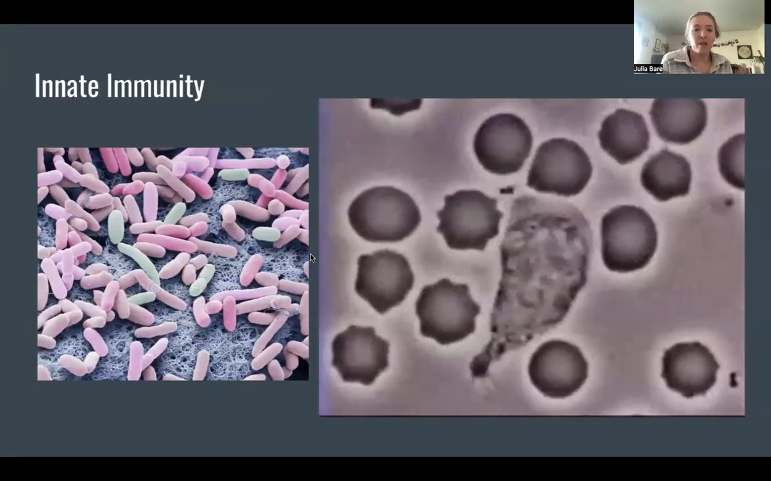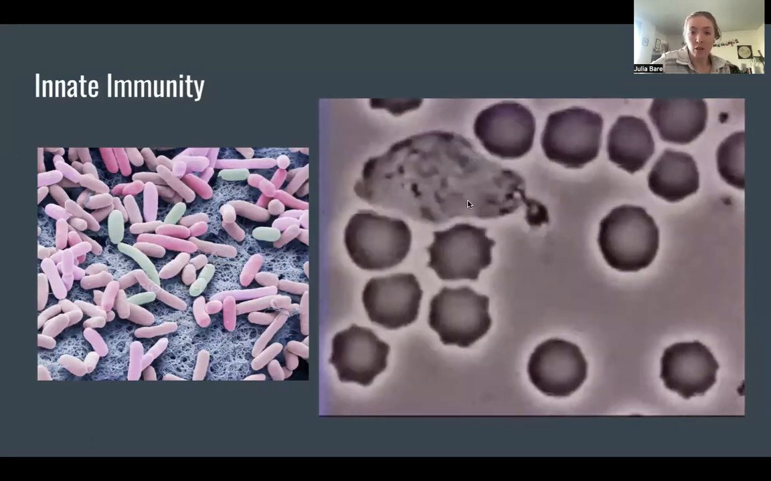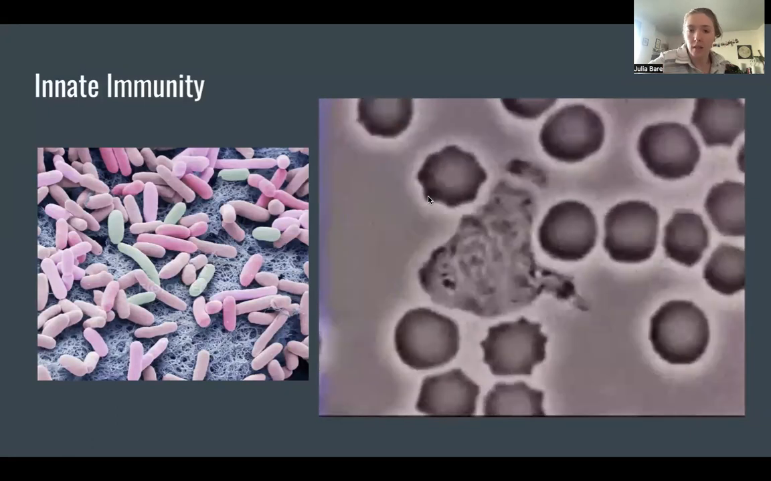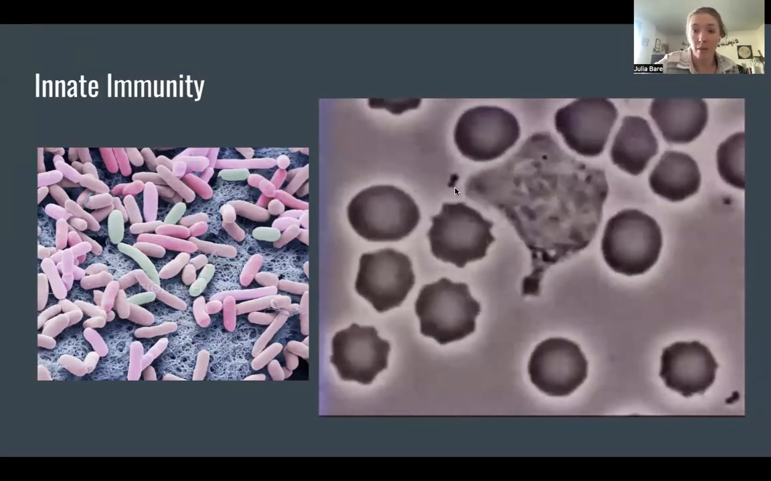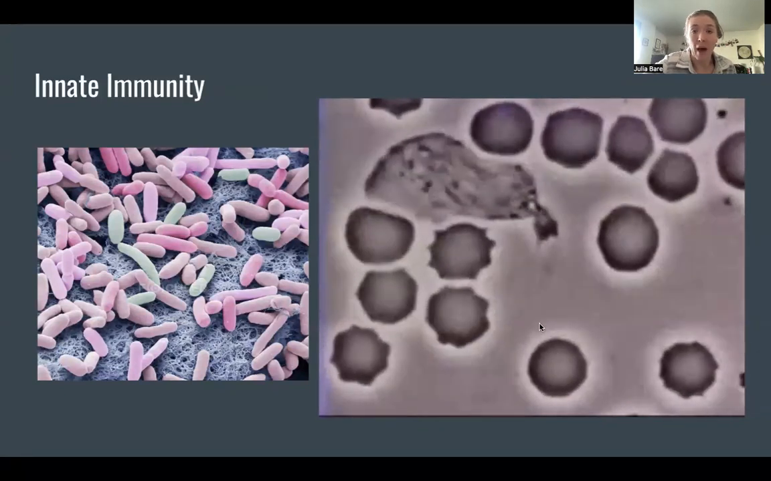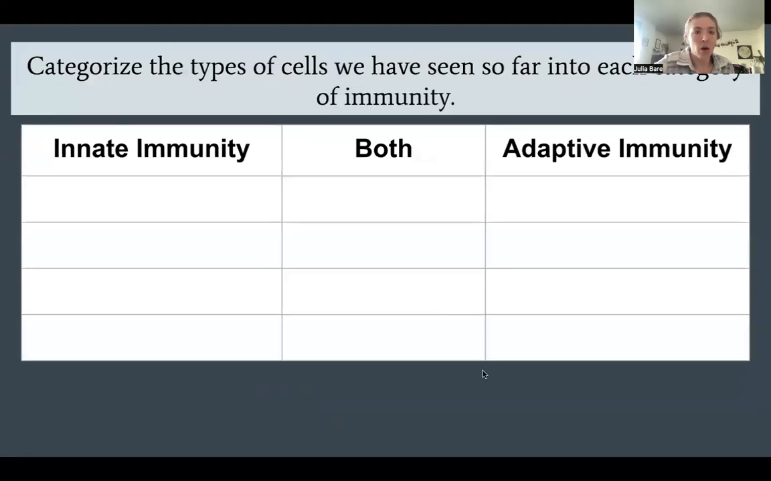So this is an innate immune response, and we have an example here of a white blood cell chasing after a pathogen, in this case it's a bacteria, and swallowing that bacteria in an attempt to get rid of the pathogenic infection, right? So could you categorize all of these different types of cells? Try to go back and look at the different cell types and consider if they are part of the innate immune system or the adaptive immune system.